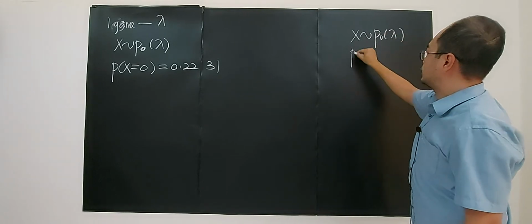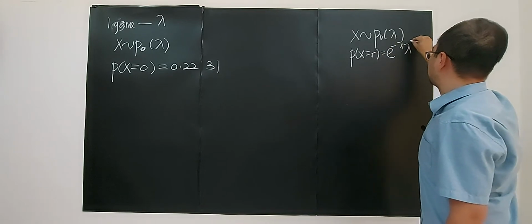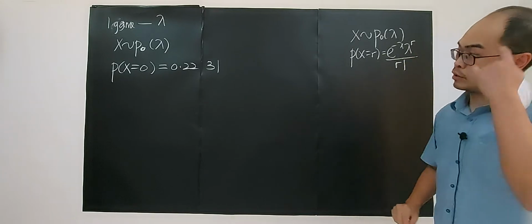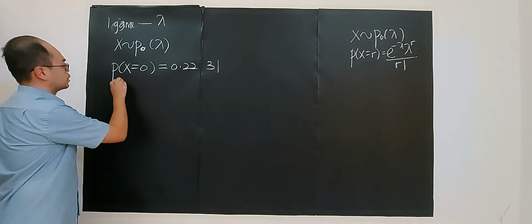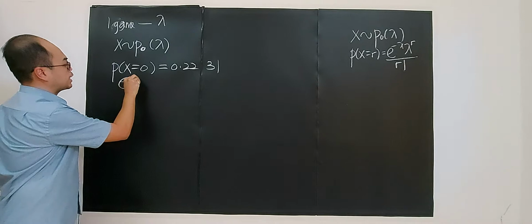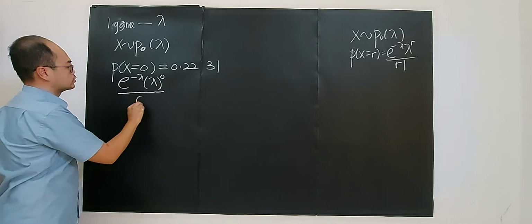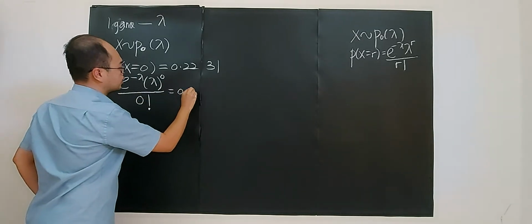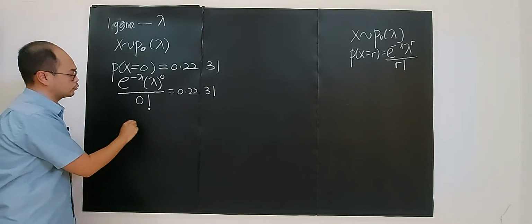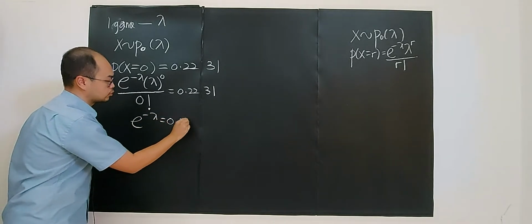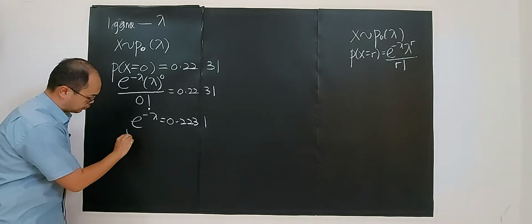the probability is e to the power of negative lambda, lambda to the power of r, divided by r factorial. We want to find the probability of x equals 0, which is e to the power of negative lambda, lambda to the power of 0, 0 factorial, equal to 0.2231. Lambda to the power of 0 is 1, 0 factorial is also 1, so we have e to the power of negative lambda equal to 0.2231. We want to find lambda, so we solve this exponential equation.